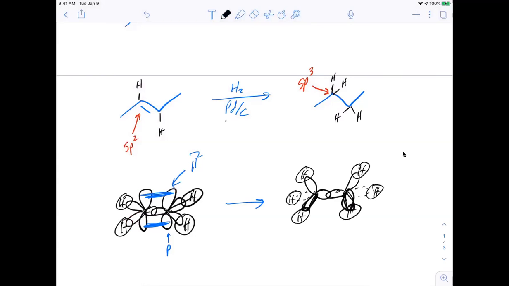Well, what you need is a catalyst. So either a hell of a lot of energy or a catalyst. Okay, questions about this one?